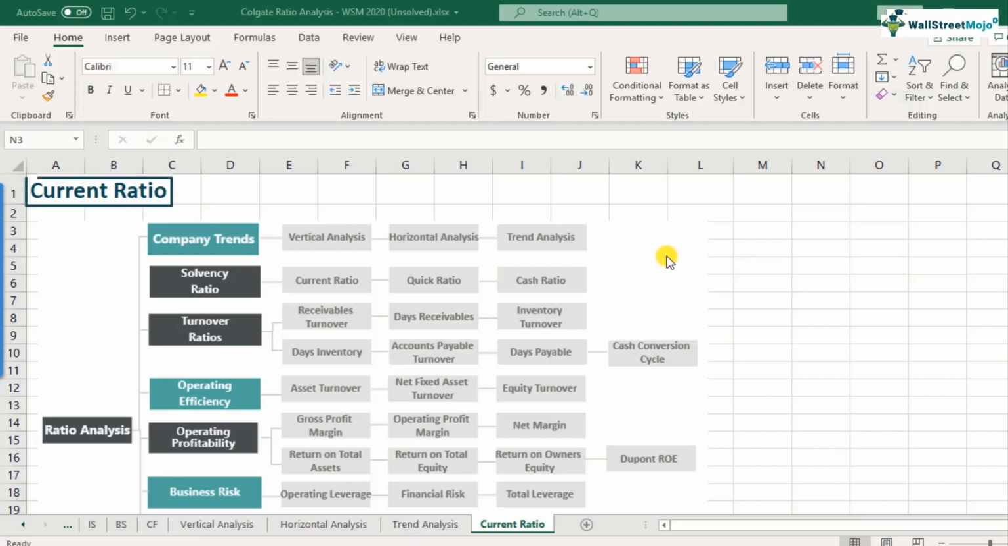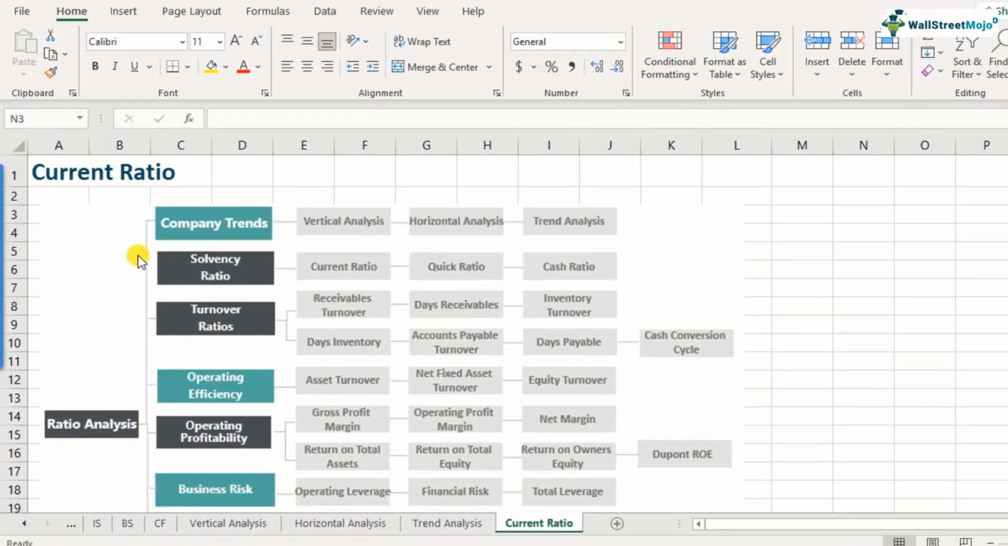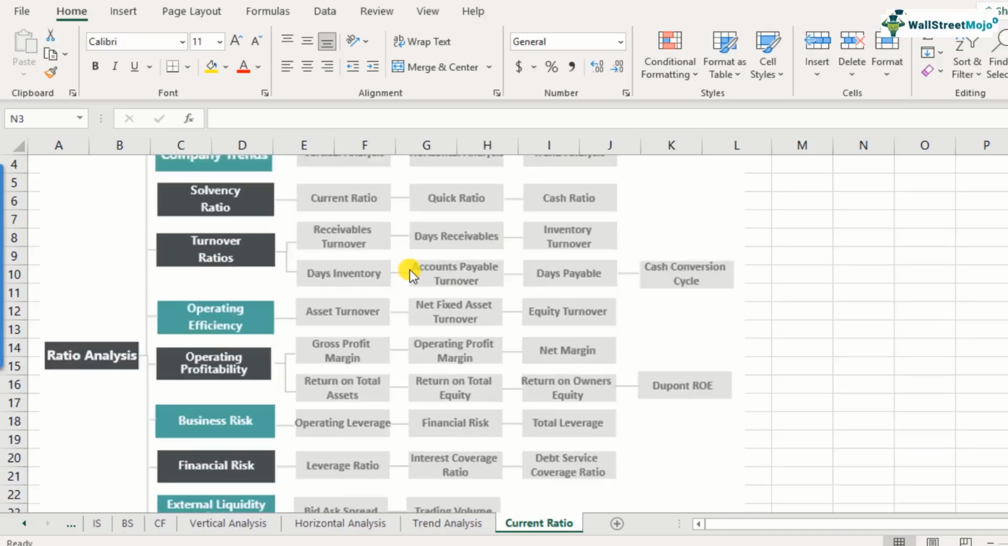What is current ratio? Current ratio is actually a part of the ratio analysis framework and it comes under the solvency ratio. Though the solvency ratio is divided into three parts, we'll be limiting our discussion right now to the current ratio part. So what is current ratio? Again, the current ratio is basically the company's capacity to repay its short-term loans or liabilities over the next 1 year period. So what that means is basically whether the company has enough short-term assets to cover its current liabilities.